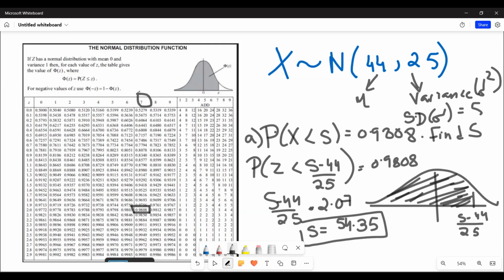Oops, there's a mistake. I'm supposed to divide with the standard deviation, not the variance. So this should have been 5. This should have been 5. फिर सही answer आएगा. So 5 times 2.07 plus 44. That gives 54.35. Divide with the standard deviation. So 5.